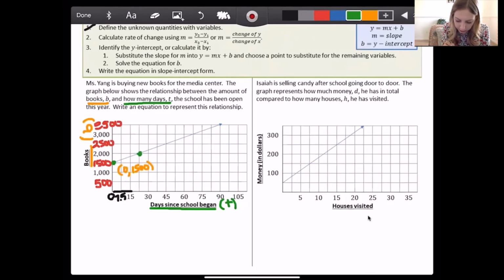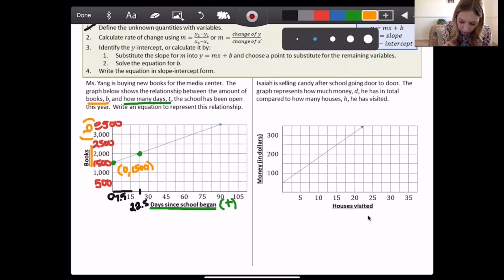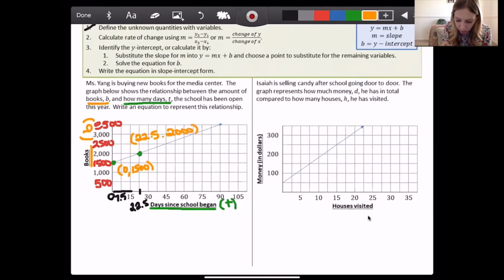I need to figure that out. So 15 plus 7.5 is 22.5. And so this is going to be located at 22.5 and 2,000. Okay, my next step. I need to calculate the rate of change. So I'm going to plug these values in.